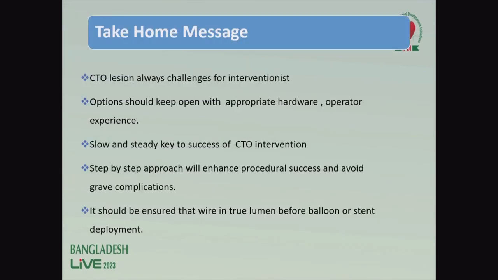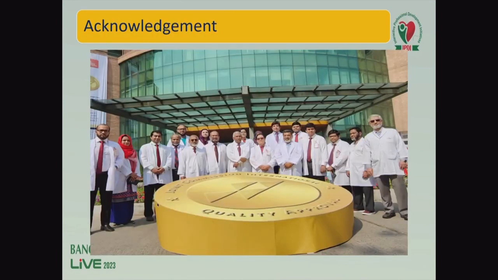So, the take home message: such situations are always a challenge for the interventionist. Options should be kept open with the appropriate hardware and operator experience. Slow and steady is the key to success of CTO intervention. A step-by-step approach will enhance procedural success and avoid grave complications. It should be ensured that the wire is in the true lumen before balloon or stent deployment.